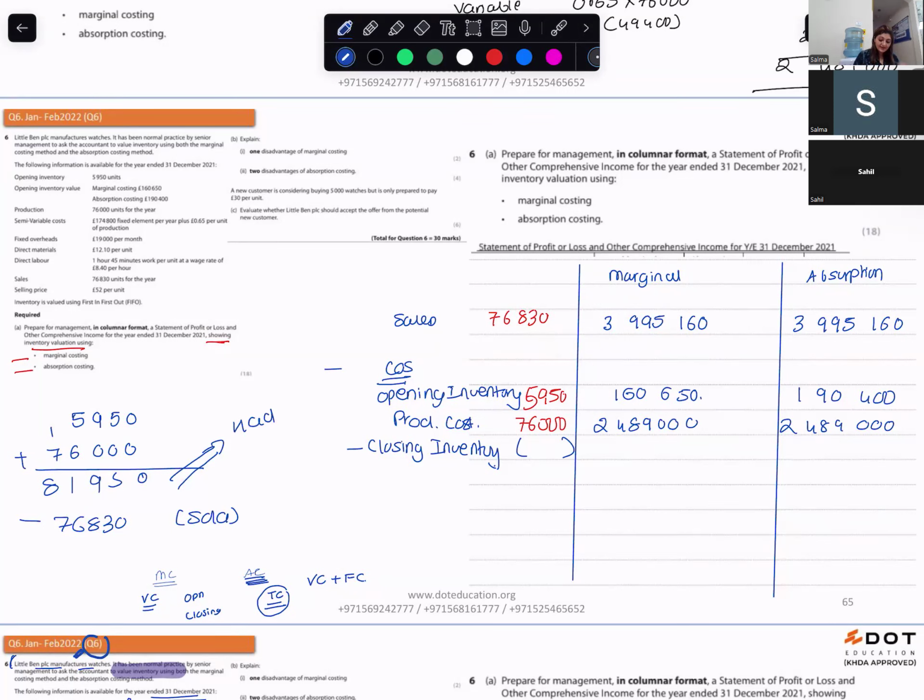You subtract your 76,830. That gives you 5,120 as your closing inventory. Are you with me? Yes. So your closing inventory is 5,120. In marginal costing, you are going to value your closing inventory using what cost?